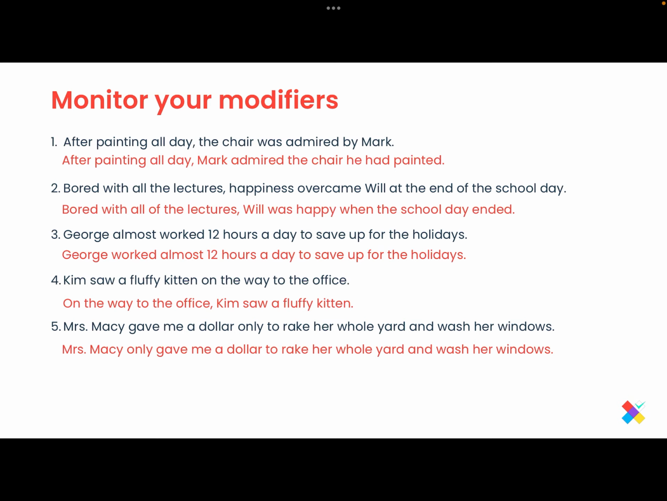Okay, the one with the fluffy kitten. Again, one of the ways in which conversational English and formal English can differ is word order, and a sentence that clearly conveys its meaning in speech can fail to do so when written down. For example, Kim saw a fluffy kitten on the way to the office. Oh, very busy kitten. Once again, the modifier modifies the nearest possible word. In theory, the sentence is describing a small, fluffy cat headed to work. Adorable, yes, but probably not what the writer meant.